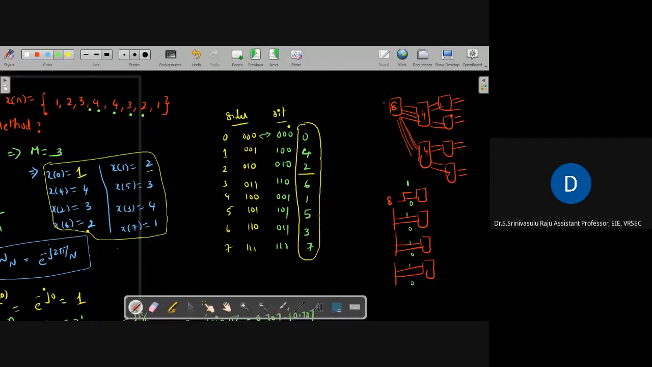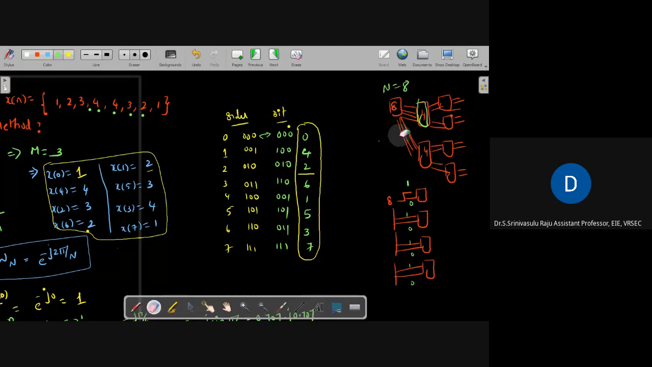In my normal order, we have N equal to 8. These 8 points can be divided into 2 blocks of 4. We are dividing into 2 blocks of 4.